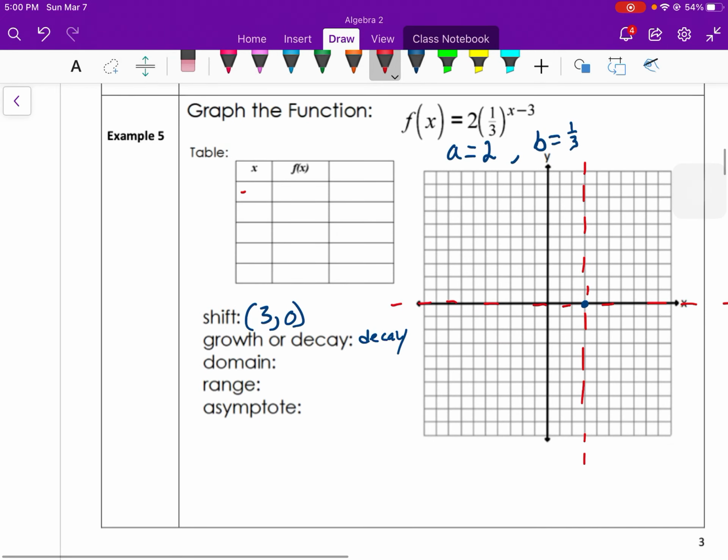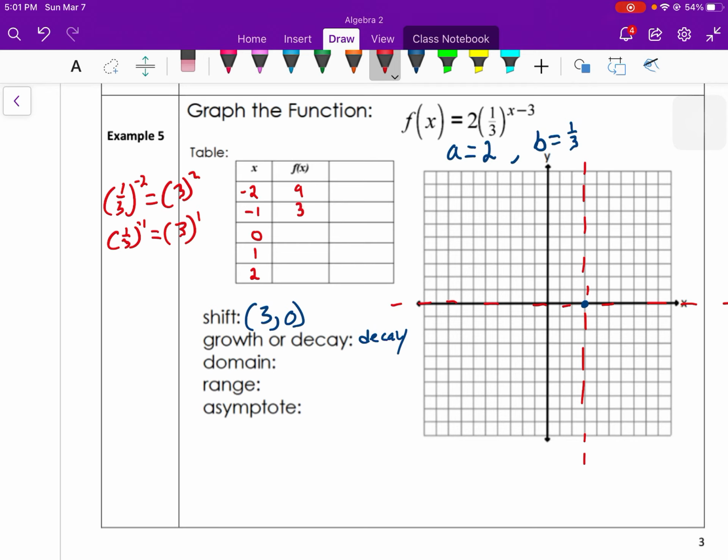Input values the same: -2, -1, 0, 1, and 2. We're raising b to that power, so it's 1/3 to the -2, so we must take the reciprocal. So that's 3 squared, which is 9. 1/3 to the -1st power equals 3 to the 1st power, so that's just 3. Anything to the 0th power is 1. Anything to the 1st power is itself, so 1/3 to the 1st is 1/3. And then 1/3 squared equals 1/9, because it'd be 1 squared over 3 squared, so 1/9.